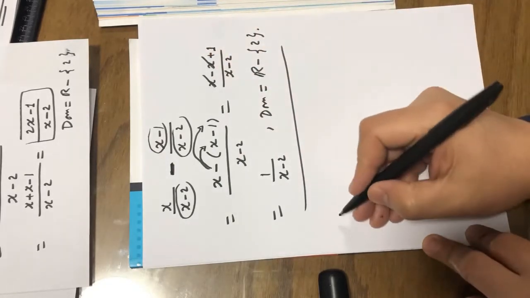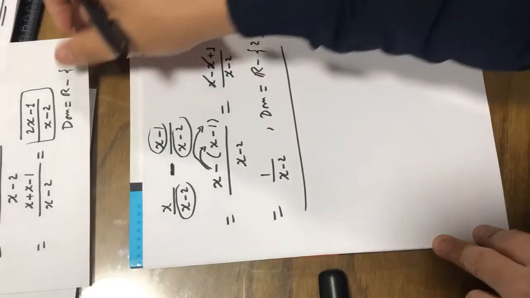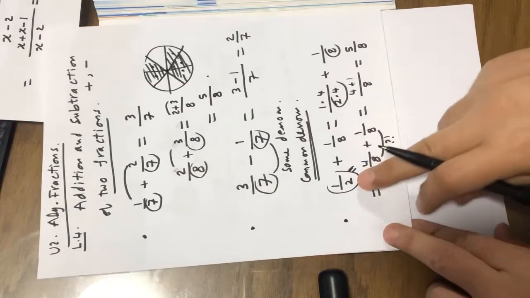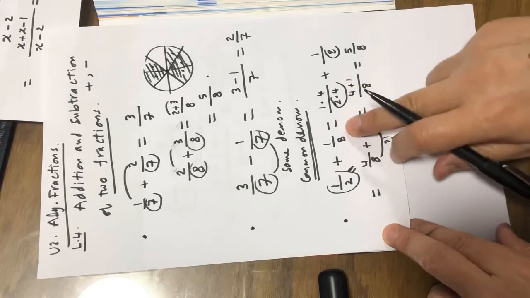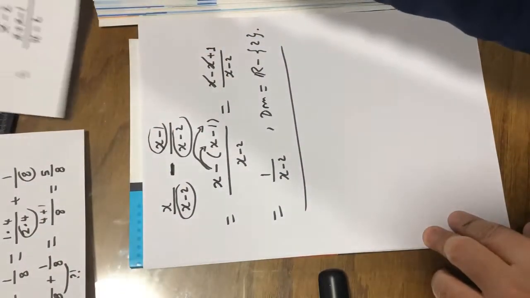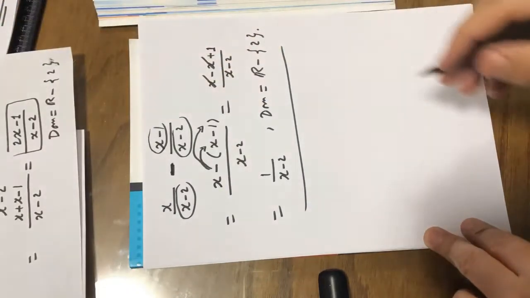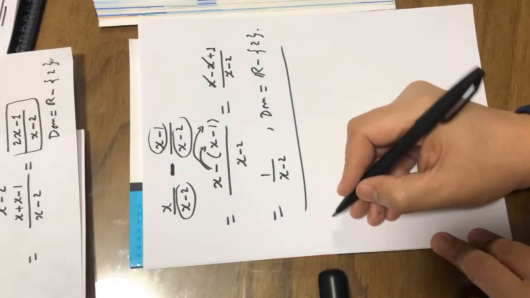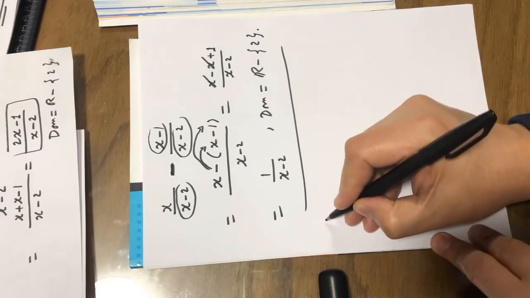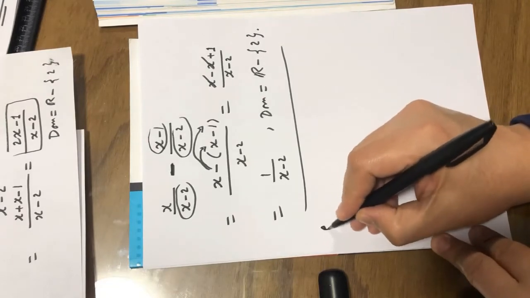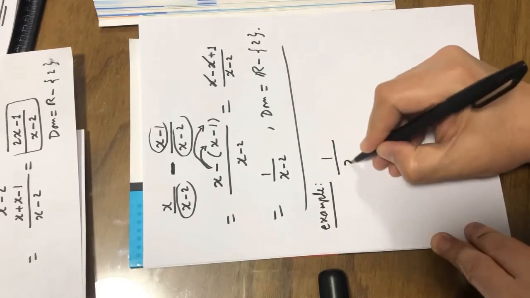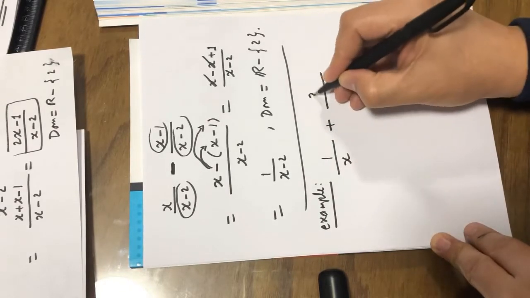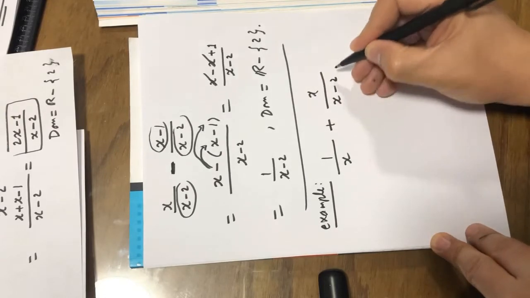But if we have different denominators, what to do? So remember what we have said here. We multiplied the numerator and denominator by 4 to get the same denominator as here. So we do the same for simple algebraic fractions. Let's have another example. One over x plus x over x minus 2.